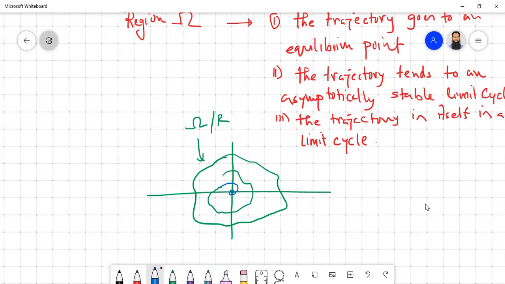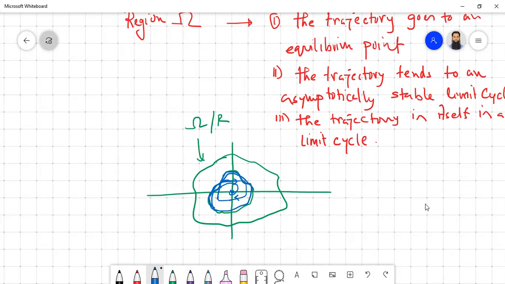So this is one case. The second case is that in our system there is a limit cycle. So our trajectory after some time will be converging to our limit cycle. So this is the second possibility. Or if your trajectory itself is a limit cycle, it will follow a path like this. So this is the third case.